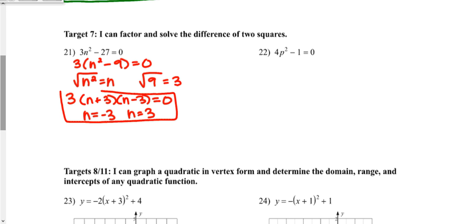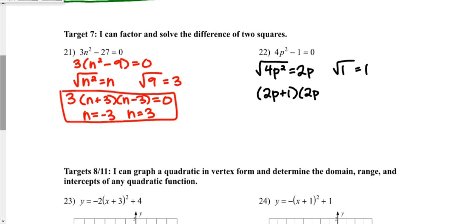Factored form and zeros solutions are both part of my final answer. I don't have a common factor over here on 22, so I'm going to go straight into square rooting both of them. And I do always check to make sure it is the difference of squares first before I actually do this. So this square root would be 2p, this would be 1. So the factored form, we're going to add those numbers, and then we're going to subtract them. Then I'm going to set each equal to 0 and solve. So I get p equals negative 1/2 and positive 1/2.